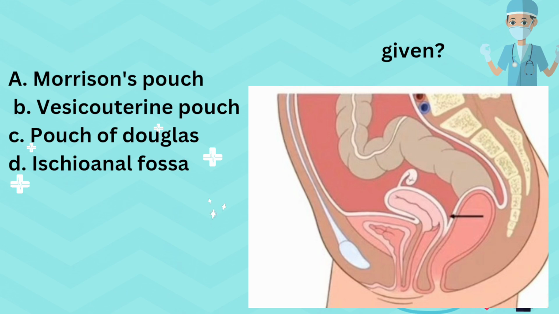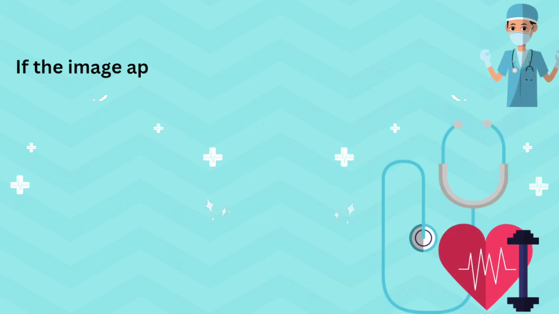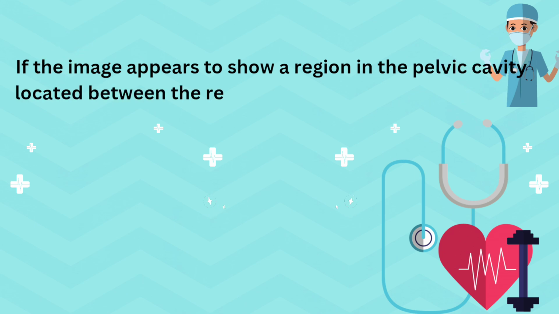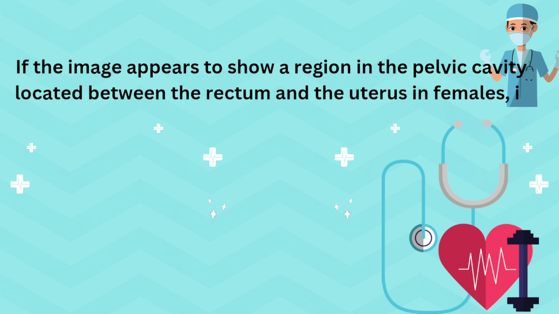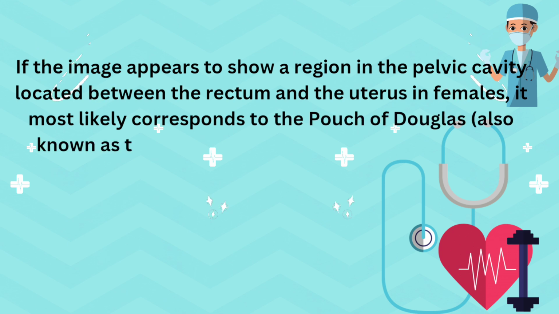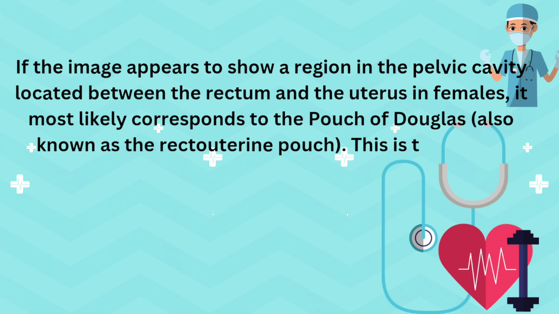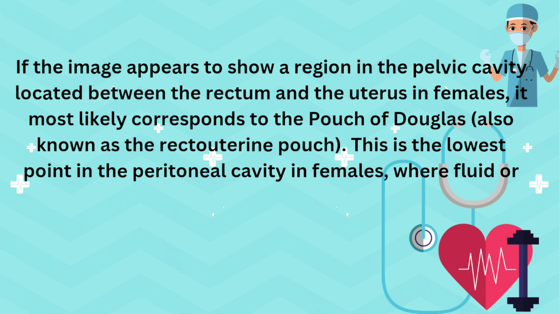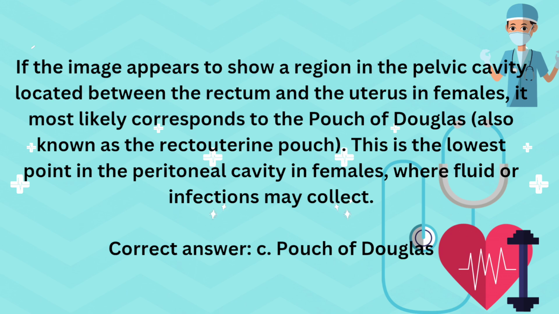If the image appears to show a region in the pelvic cavity located between the rectum and the uterus in females, it most likely corresponds to the pouch of Douglas, also known as the rectouterine pouch. This is the lowest point in the peritoneal cavity in females, where fluid or infections may collect. Correct answer: C. Pouch of Douglas.